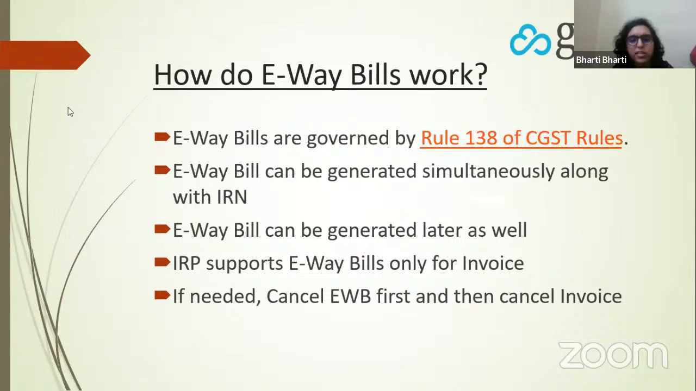IRP supports e-waybills only for invoices. It does not support bill of supply or delivery challan or credit notes and debit notes. It is only supported for invoices. So you can only generate an e-waybill on an IRN when there is an invoice. It cannot be generated against a debit note or a credit note where IRN is also generated. If you want to cancel an e-invoice, you have to cancel the e-waybill first and then cancel the e-invoice.